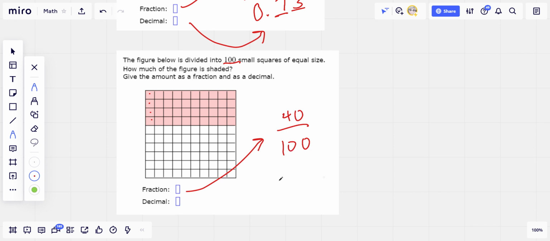Now, for the decimal, we've got our 0 in the ones place, and then we've got hundredths. So we're going to have 2 decimal places and put that 40 in there. Now, this number is the same as 0.4. So this would be correct too, but since they asked for hundredths, we can just write 0.40. Adding that extra trailing 0 is okay as well. So that's a little bit of work with writing fractions and decimals from shaded shapes.